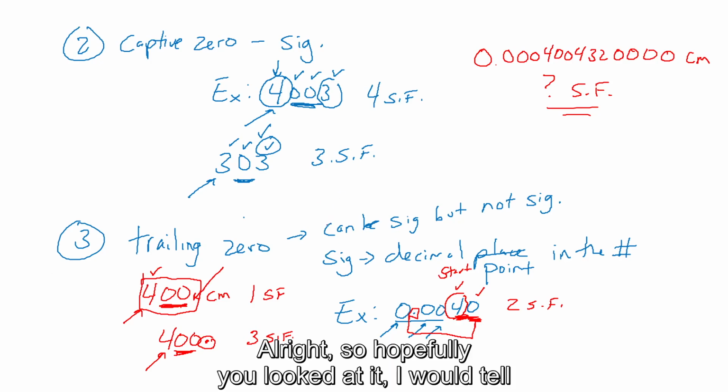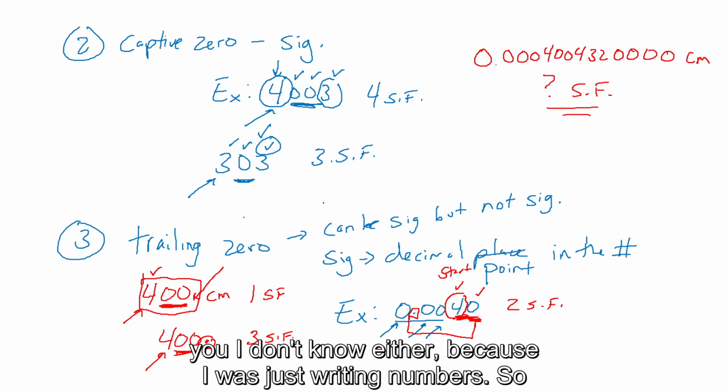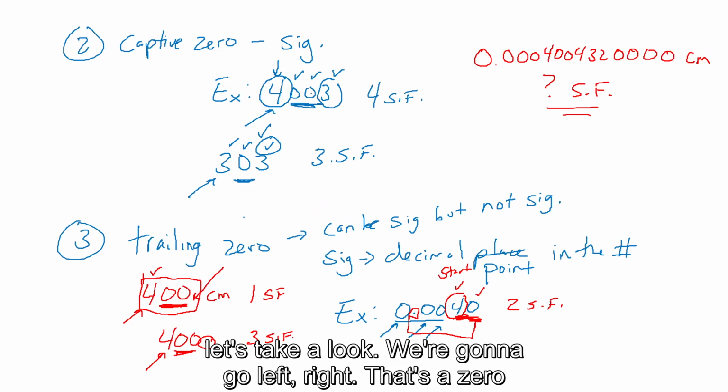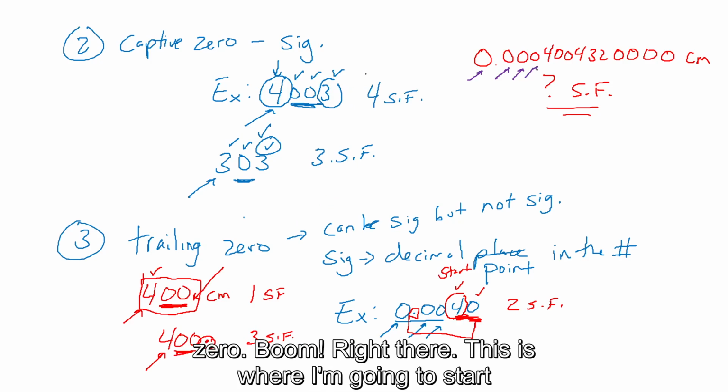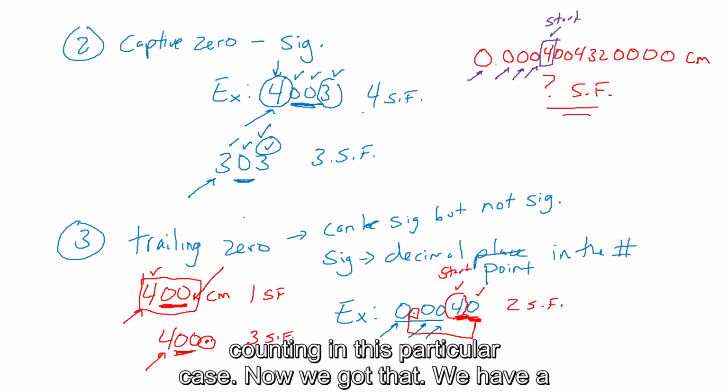All right, so hopefully you looked at it. I would tell you, I don't know either, because I was just writing numbers. So let's take a look. We're going to go left, right. That's a 0, not counting yet. That's a 0, not counting, not counting, still 0. Boom, right there. This is where I'm going to start counting in this particular case.